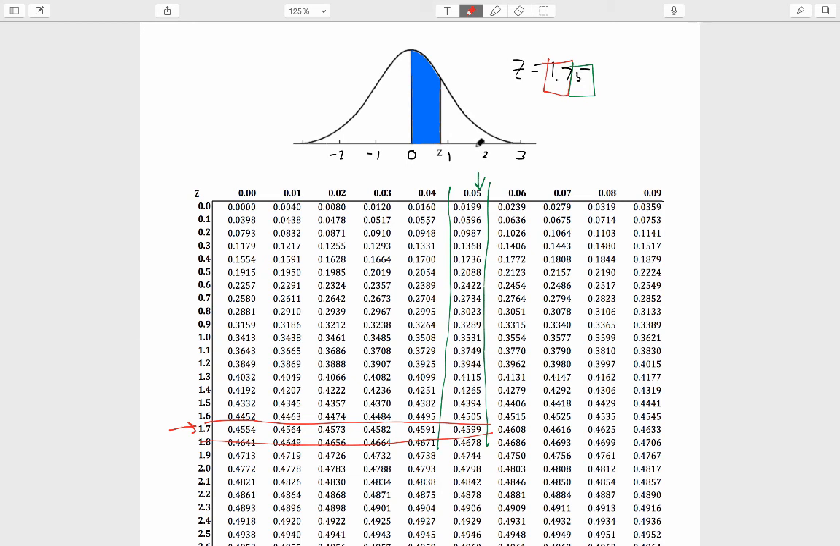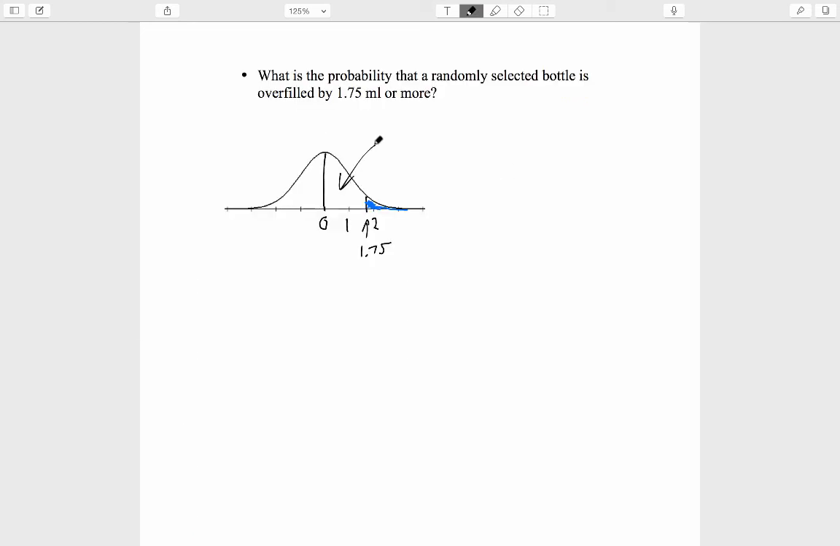We need the probability that it's overfilled by more than 1.75. So this region here has a probability of 0.4599. It's really helpful to label this region with the probability when you draw the diagram. So this unshaded region does correspond to what the table directly tells us. If this region has probability 0.4599, then our region that we care about has probability 0.5 minus 0.4599.